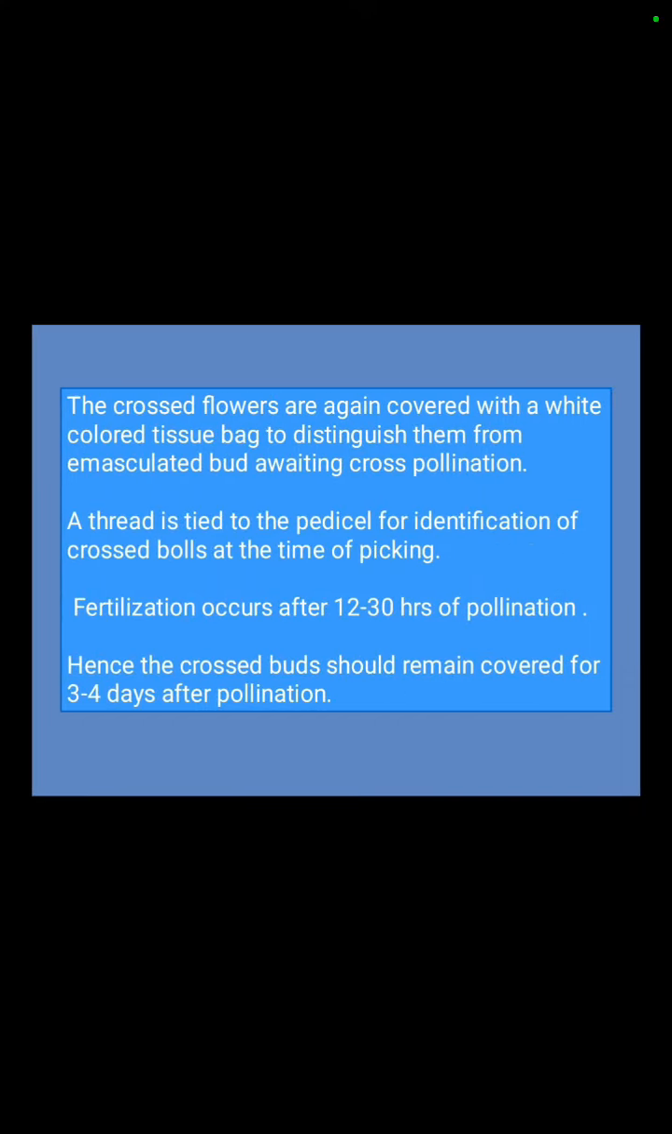The crossed flowers are again covered with a white colored tissue bag to distinguish them from emasculated buds awaiting cross pollination. A thread is tied to the pedicel for identification of the crossed ball at the time of picking. Fertilization occurs after 12 to 30 hours of pollination. Hence, the crossed bud should remain covered for 3 to 4 days after pollination.